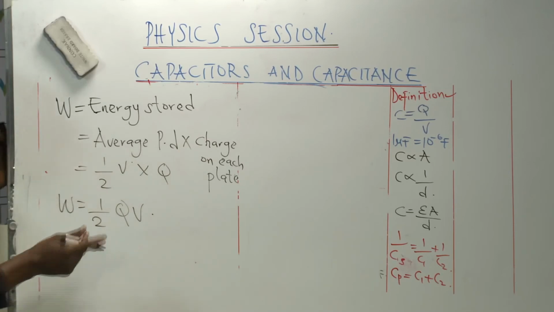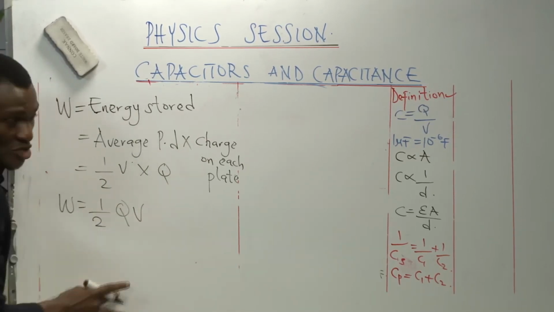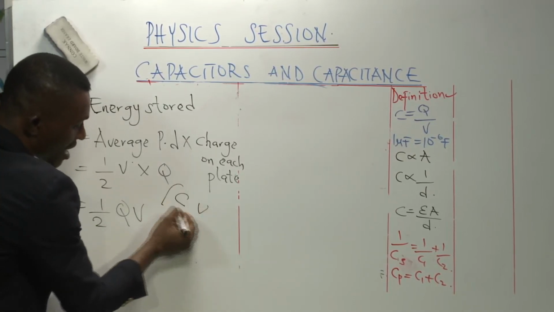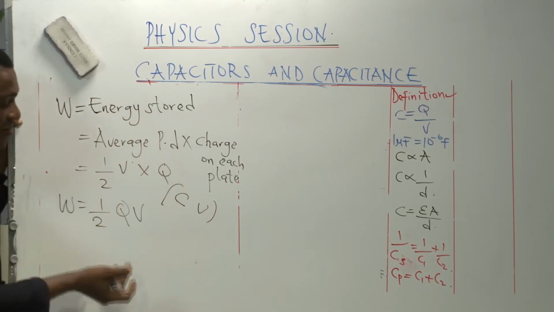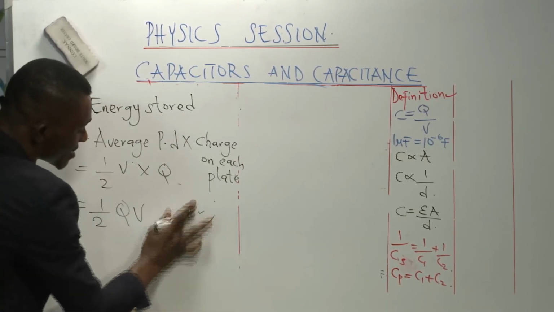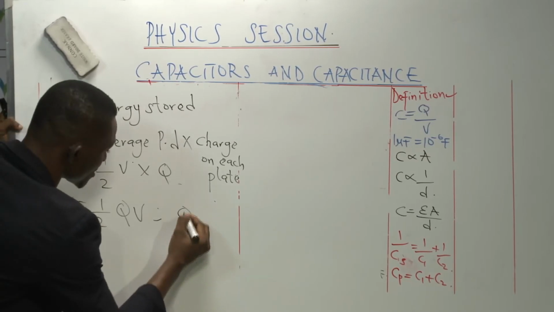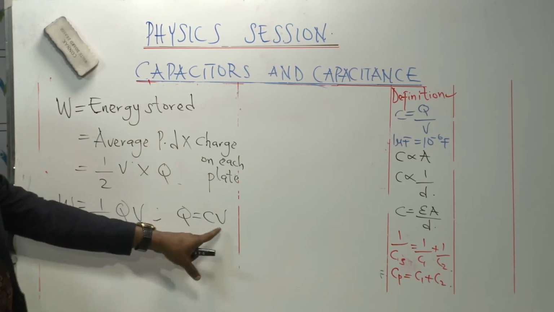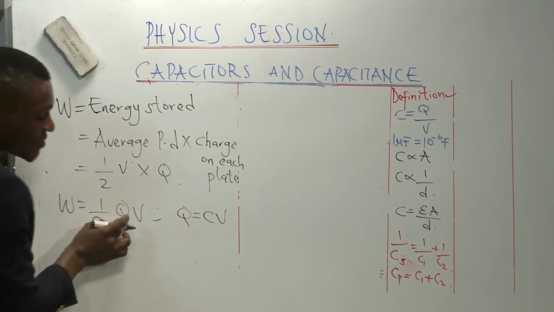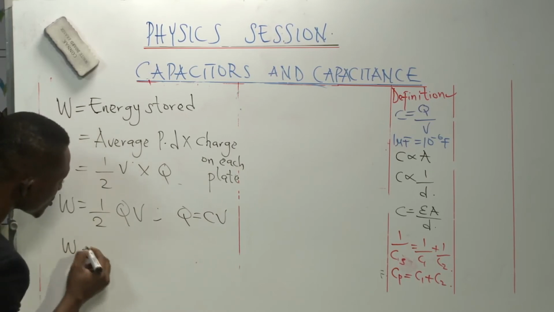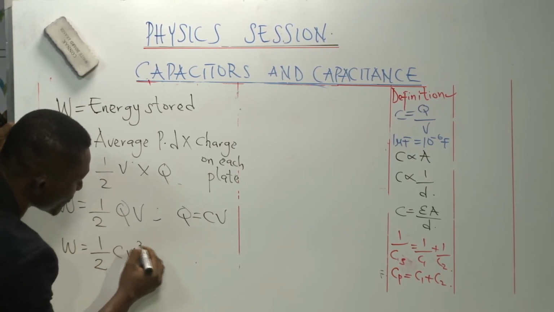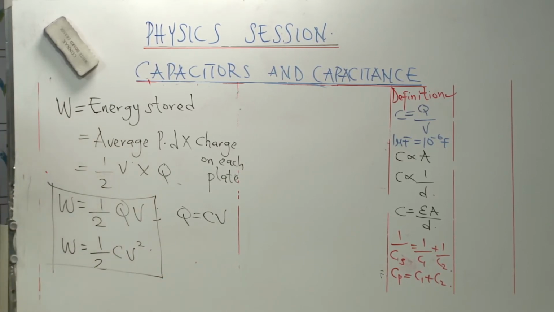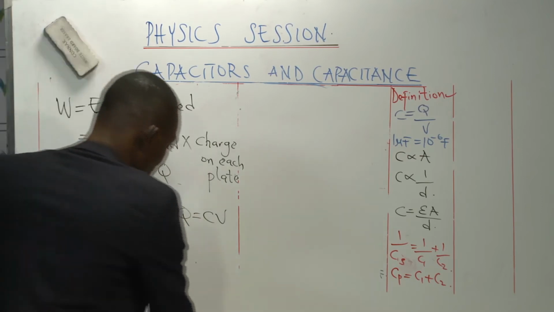But at times, they might just show a tactical one at you. They give you capacitance and voltage, and they tell you to find the work done. Very simple. Don't forget we said earlier that Q is equal to CV. So if we have capacitance and voltage, we can just substitute our Q, and we have our work done to also be half CV squared. So this will serve as the two formulas we're going to be using for the work done by a capacitor.